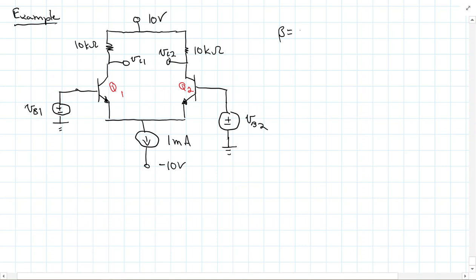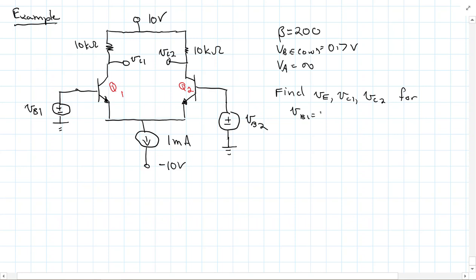Well, first off, the problem tells us that beta is equal to 200, that VBE on is equal to 0.7 volts, VA is equal to infinity, and we're supposed to find VE, VC1, VC2 for VB1 equals VB2 equals 0, positive 5, and negative 5 volts. So we're going to do it for all three cases here.